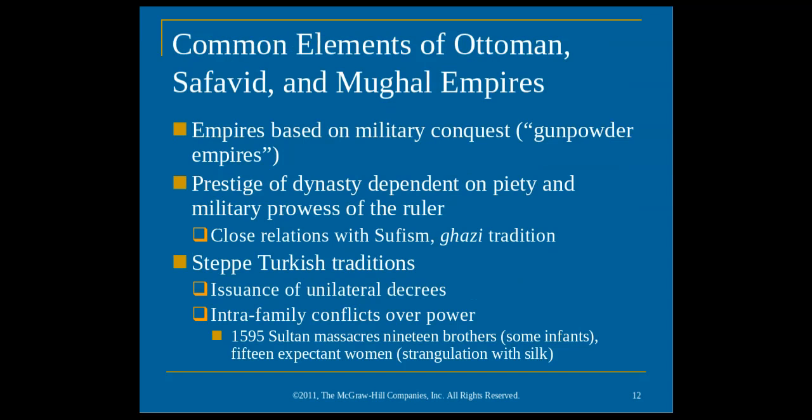All three of them issue unilateral decrees, basically autocratic rule, what the ruler said. It's not far off from absolute monarchy in Europe. There were intra-family conflicts over power, meaning that families squabbled amongst themselves. An example of that, in 1595, a sultan massacred his 19 brothers, some of which were infants, and 15 expectant women, pregnant women, and strangled them with silk.